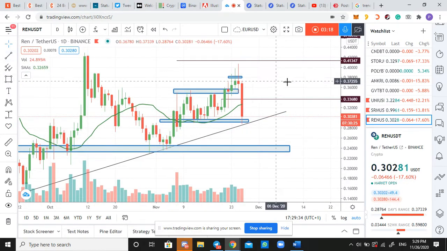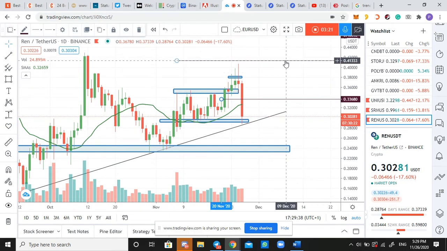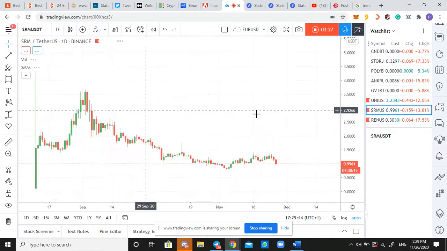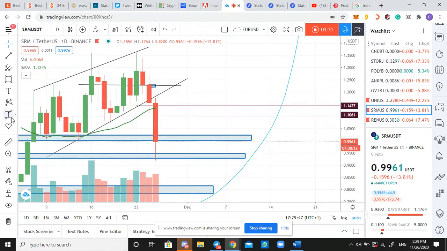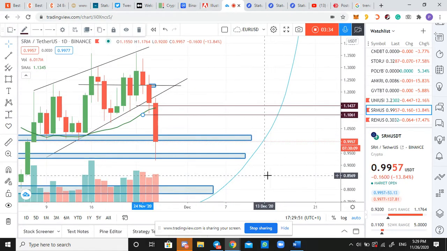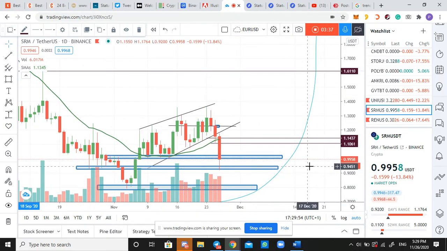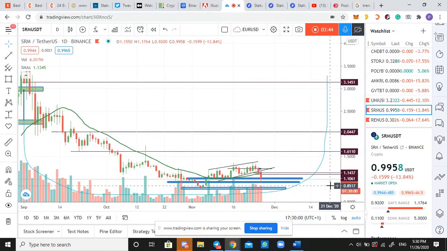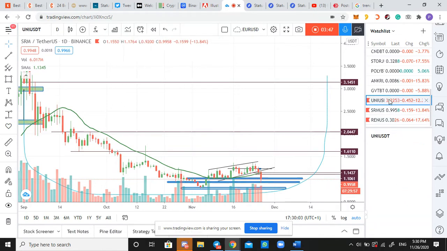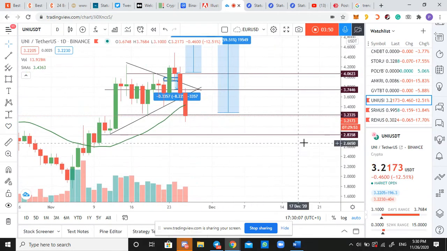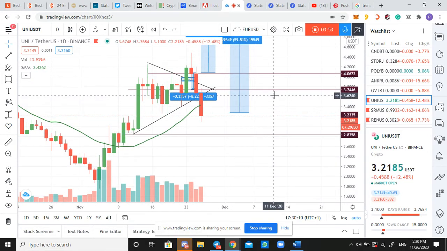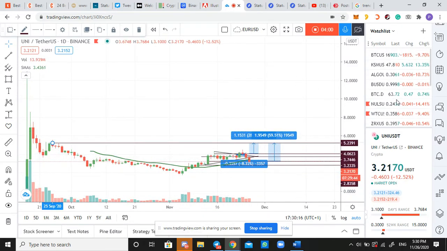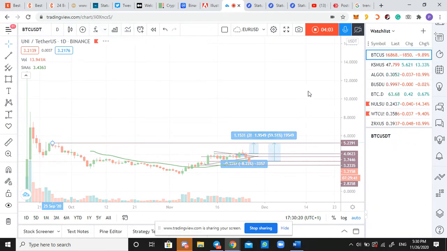If I were to set my TPs for this, my TP1 would be 0.336, 0.413, and 0.463 for REN. And for SRM, my TPs would now be 1.10 and 1.61. And if you'd like to hold for longer, then you can hold for 2.04. My TPs for Uni would be 4.06 and 5.23.